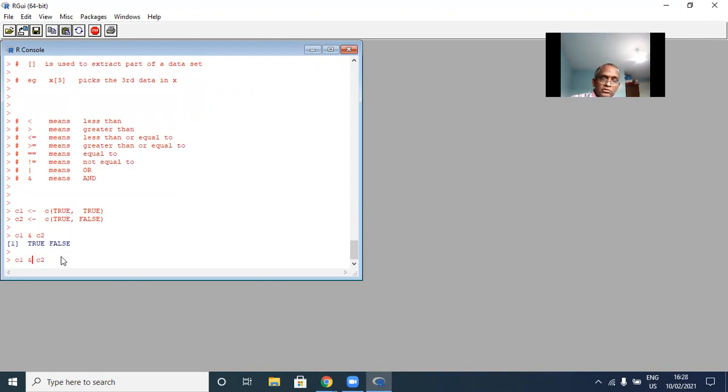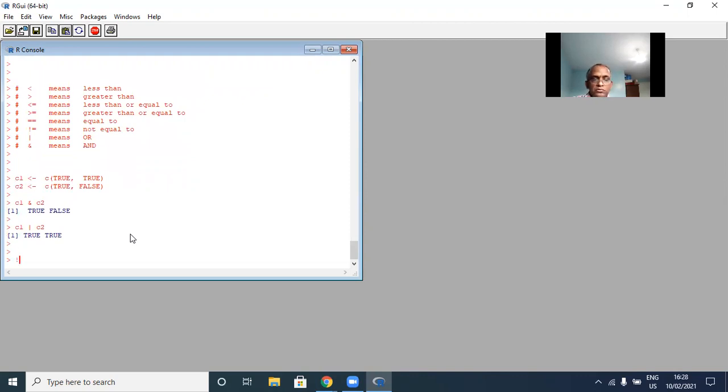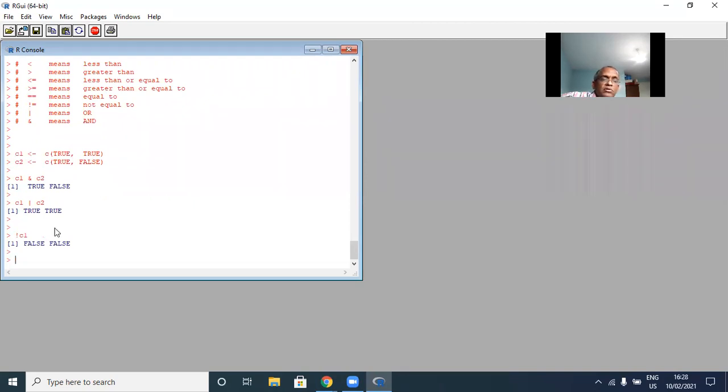Now, if you type C1 or C2, you will get true and true. That's because true or true is true, and true or false is true, right? Now, if you type negation of C1, you will get false, false. That's because the negation of true is false.